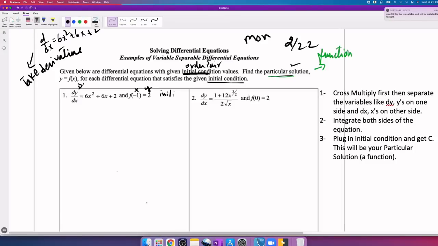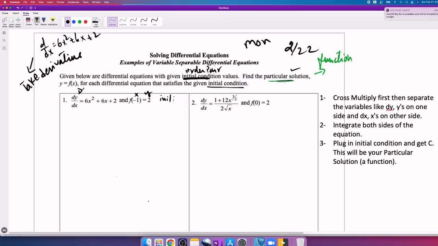In this video, we will talk about solving differential equations. What is a differential equation? The equation that we already took a derivative of. Given below a differential equation with given initial condition. Initial condition is an ordered pair, like a function, original function, ordered pair x and y. Find the particular solution. What is a particular solution?